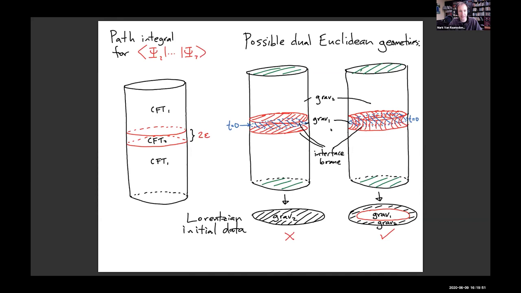So in this picture, in the Lorentzian theory, it's just a slice of AdS with the parameters associated with CFT2, and there's really nothing there. Whereas in this picture, if I slice at t equals zero, then I have my interface brane. There's some interior region, which looks like gravity theory one, and my exterior region that looks like gravity theory two. Thanks, I get it now.